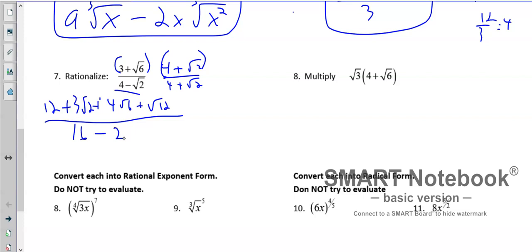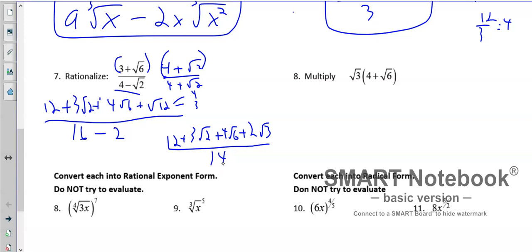So let's clean it up. Nothing on the top will join together. So we just write 12 again, plus 3 radical 2, plus 4 radical 6, plus, now in this one, this will break down to 4 times 3. So the square root of 4 is 2, and this is radical 3 right here. Over 16 minus 2 is 14.